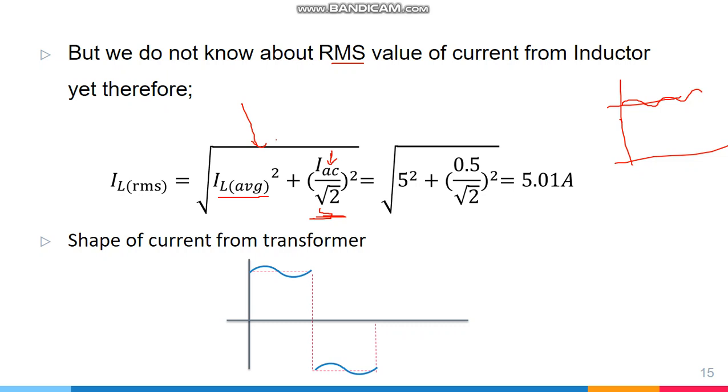If it were triangular in shape, the ripple, in that case it would have been under root 3, or any other shape, so you will use that factor in this formula. But here the ripple is AC, therefore we are dividing the peak value of the AC by square root 2, squaring it, and then taking the square root of the whole term. The RMS value of the current from the inductor is 5.01 ampere.